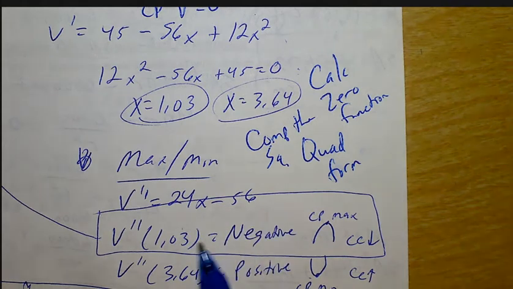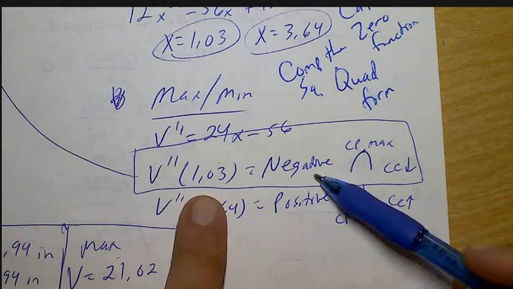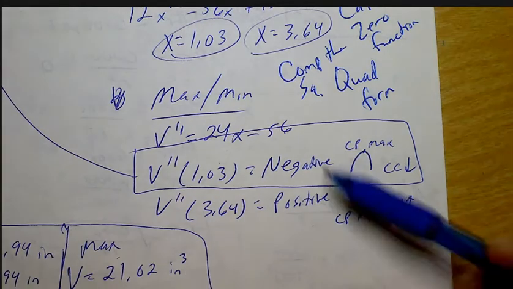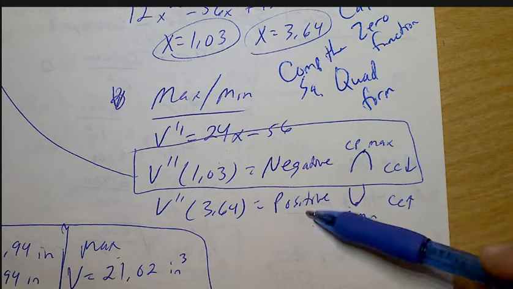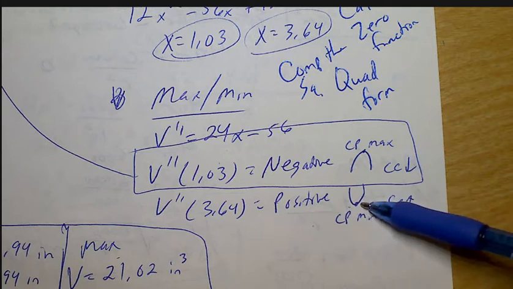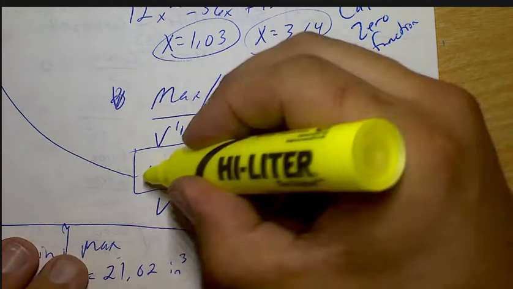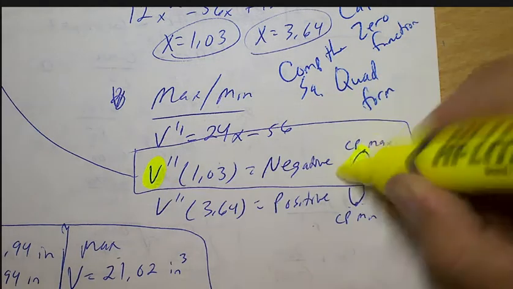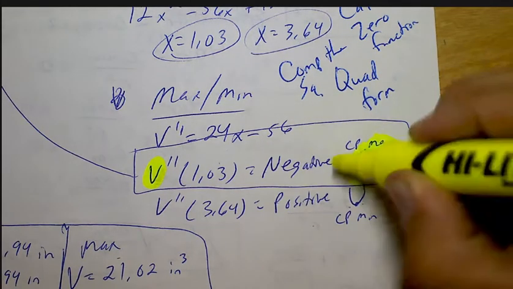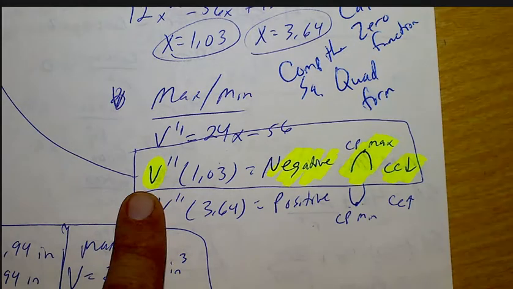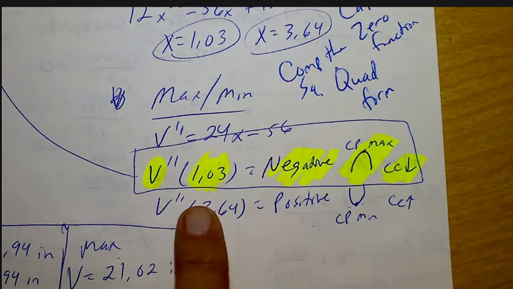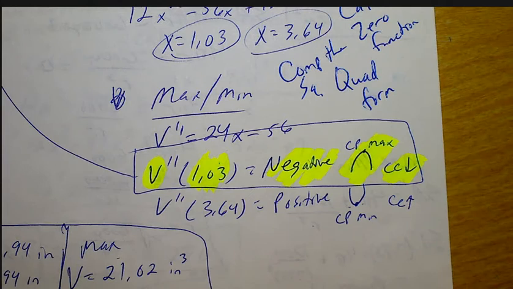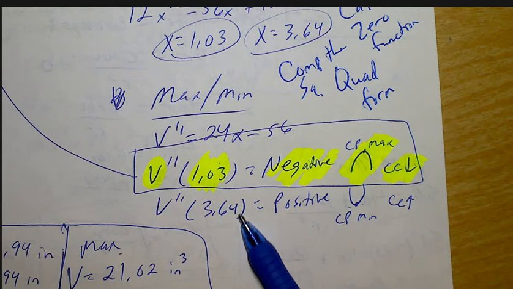So now your goal, what are you trying to find? Are you trying to find maximum volume or minimum volume? Maximum volume occurs when I'm concave down, a negative second derivative. So this number, that's my cut, gives me maximum volume. If you substitute both of these in, one will give you your minimum volume of 0 actually, and the other will give you your maximum volume. So when I substitute 1.03 in for all three of these dimensions, I get those, and there's my volume.